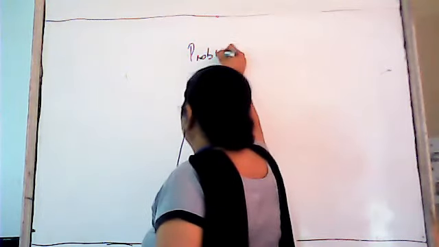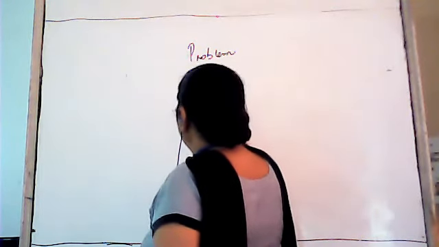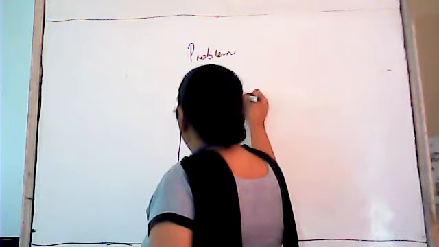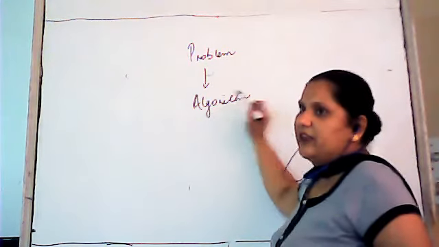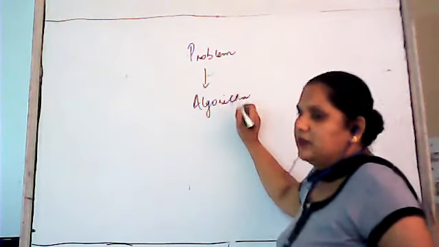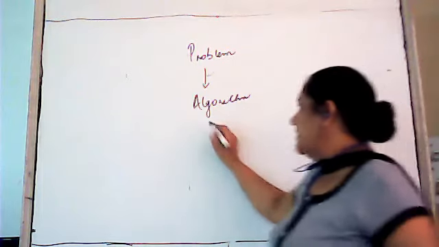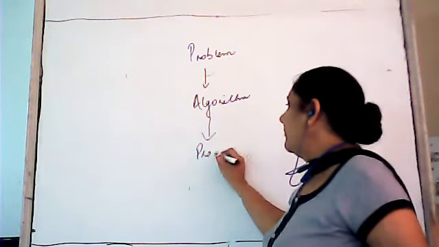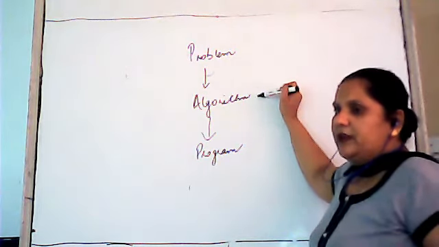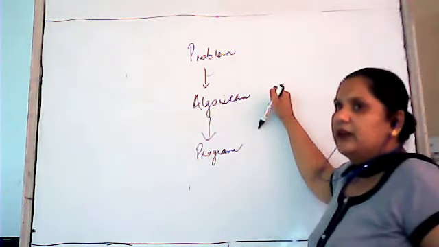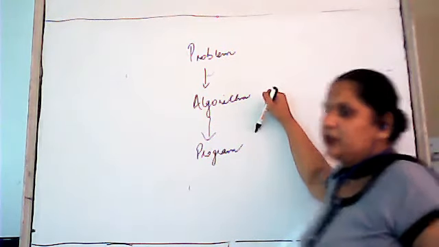From this, we are clear that the algorithm lies between the problem which is given to you and the program. After the problem is given to you, you will devise the algorithm, and the algorithm which is best in terms of time and space complexity will be converted to a program. So first of all, there is a problem, then there is an algorithm, then we will convert that algorithm using the programming language into the program.